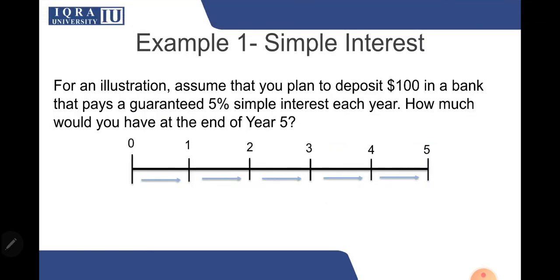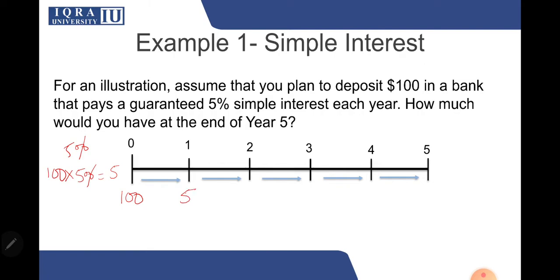So for an illustration, assume that you plan to deposit 100 in a bank that pays a guaranteed 5% simple interest each year. How much would you have at the end of year 5? So if you deposit 100 right now, at time 0, you will get an interest of 5%. That means on the first year you will get an interest. So we're going to multiply this by 5%, which is equal to 5. So you will get an interest of 5 over here.